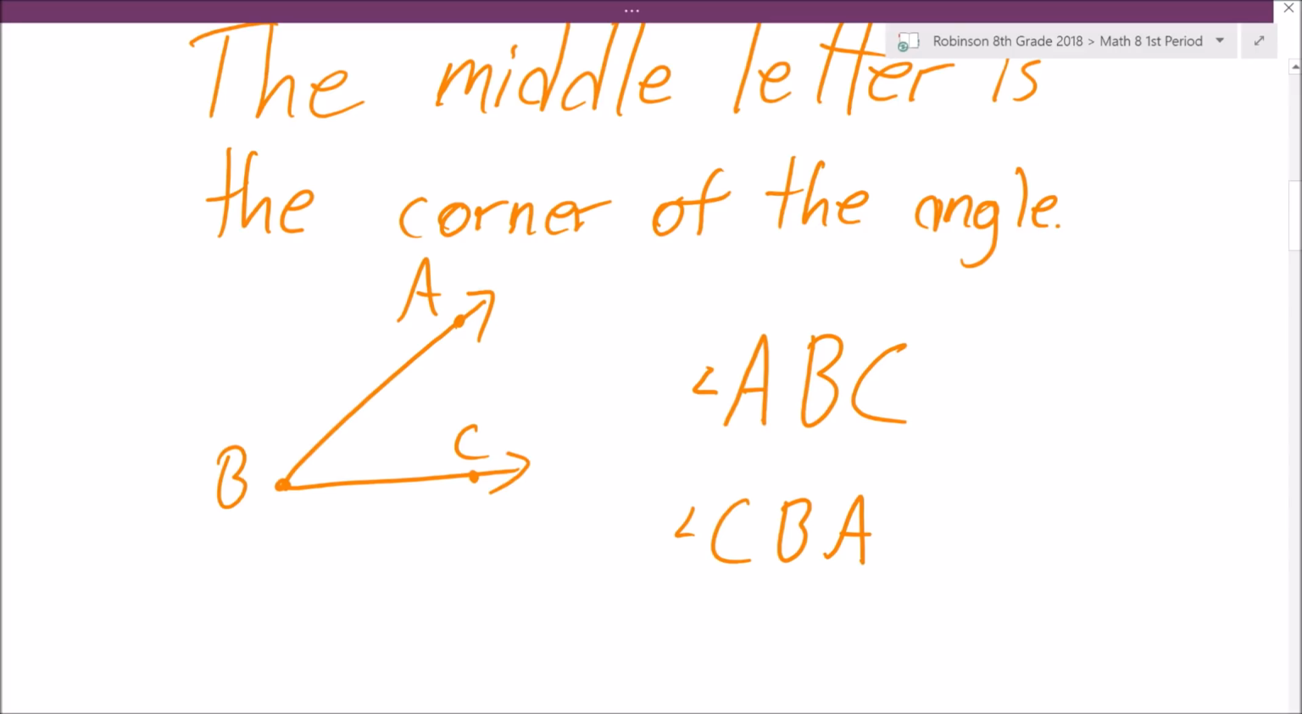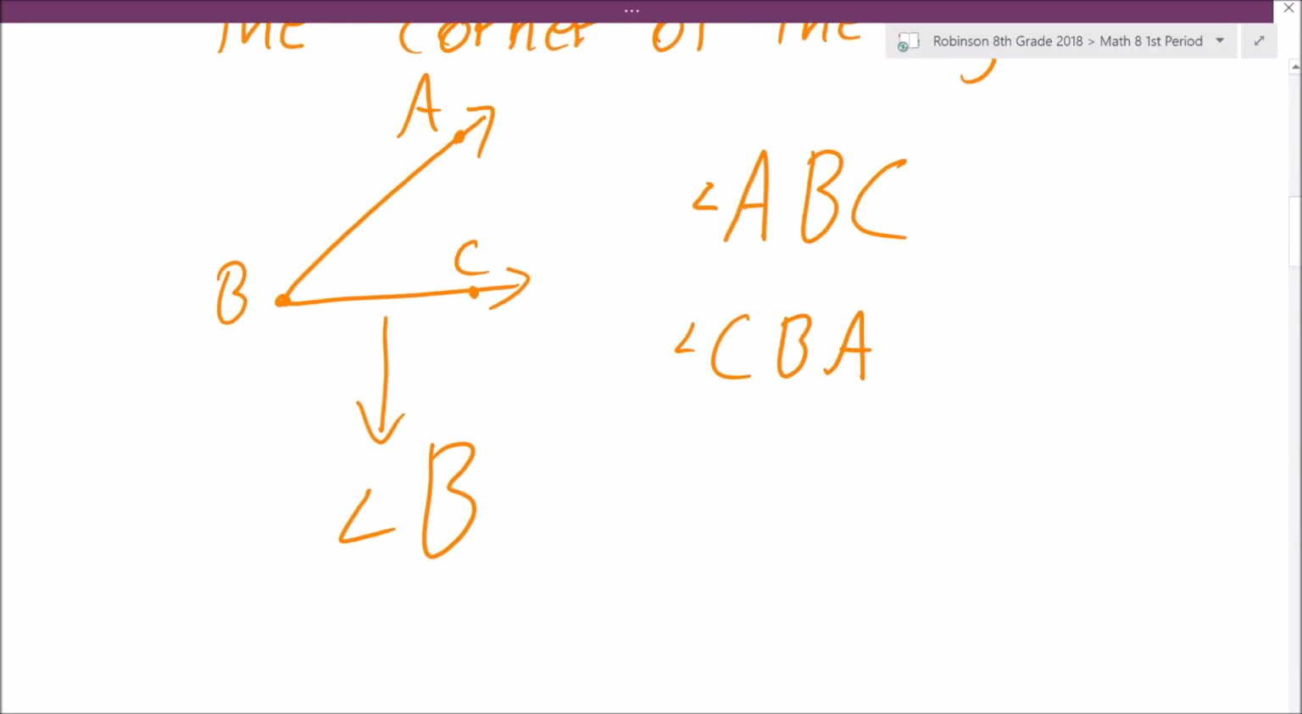There are some cases where we might have single letter angles, and if that is the case, then the single letter is the corner. Okay, so I could also name this angle B, but I couldn't name it angle A, and I couldn't name it angle C. Okay? All right.